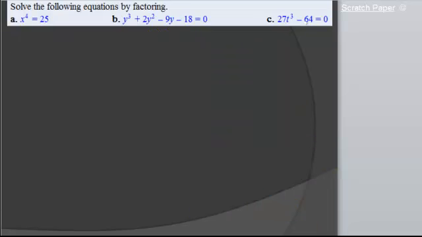Alright, so what we have here would be difference of cubes. And when you factor difference of cubes, remember you have small parentheses and large parentheses. So what do you cube to get 27t cubed? You cube 3t. And what do you cube to get 64? You cube 4. Since that's a minus, we're going to put a minus here.